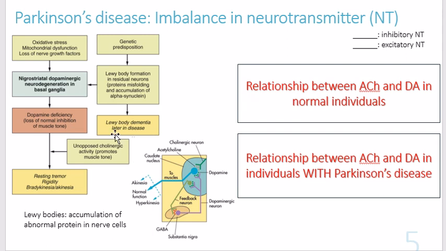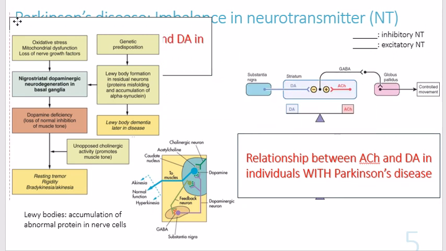So before I continue on down here, a couple of things I wanted to go over. First of all, a nerve that produces dopamine is called a dopaminergic neuron, and a nerve that produces acetylcholine is called a cholinergic neuron. What I'd like to do now is spend a few minutes talking about the relationship between acetylcholine and dopamine in normal individuals. Oops, so let's move this over.